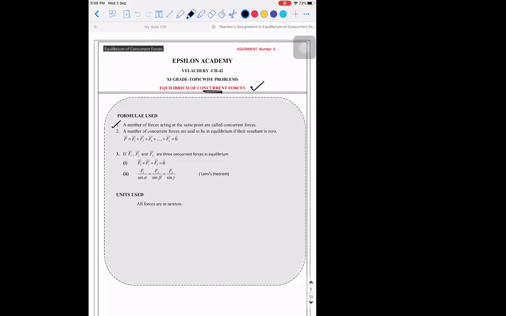So it is given here. If a number of forces are acting at the same point, then we call them concurrent forces. If all the concurrent forces are acting at a point and the system is said to be in equilibrium, then the resultant sum is 0. When I say the resultant sum, it is the vector sum.